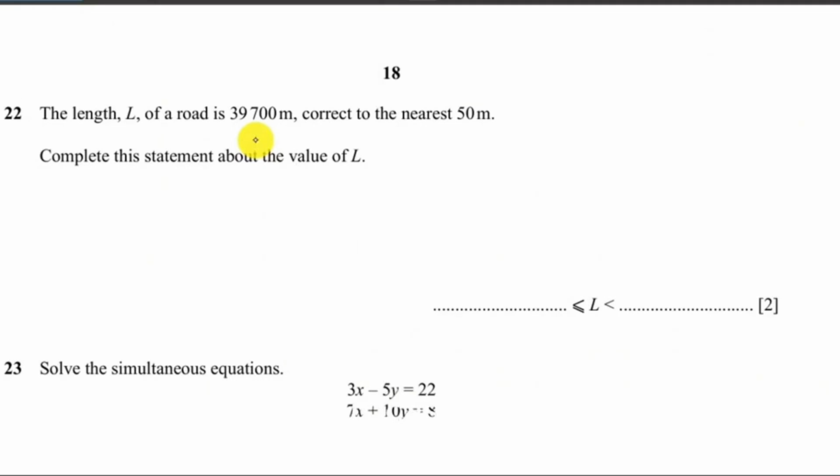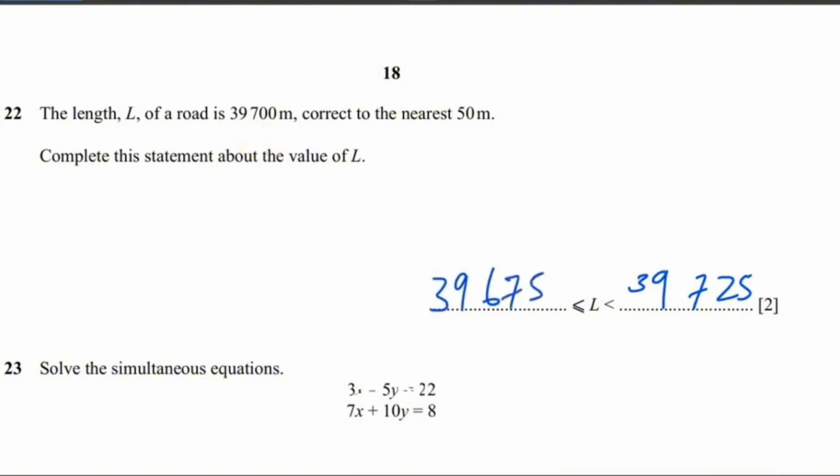But in this case, we are rounding to the nearest 50. So to find the value of L, we're supposed to spread this 50 on both sides of 39,700. So to spread it evenly, we'll divide this 50 by 2, add 25 and subtract 25. So if we add 25, that will be 39,725. And then if we subtract 25 from this number, we're going to get 39,675.